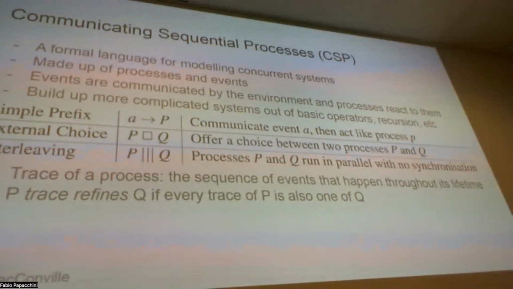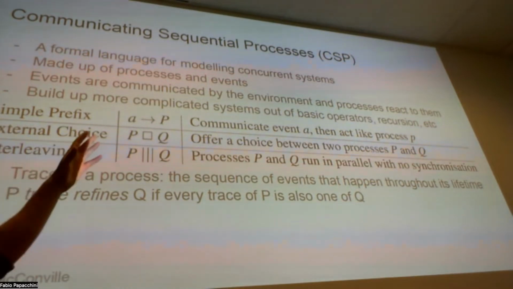But we also want to run multiple things. So here we're going to use interleaving. Two processes, P and Q, will run in parallel with no synchronization. They're not going to communicate necessarily with each other. You just start off two processes and let them run wild.